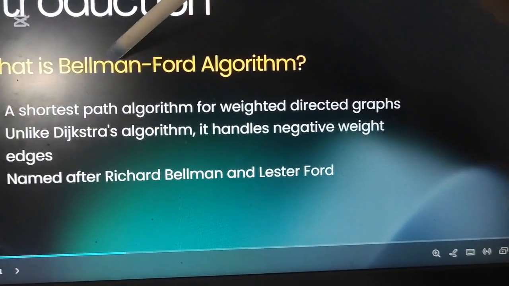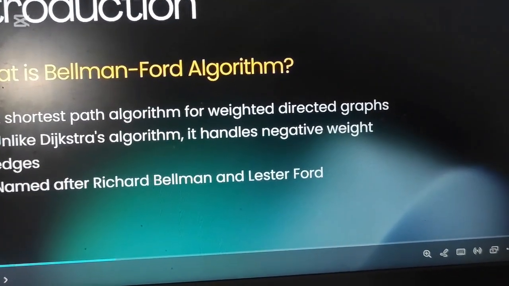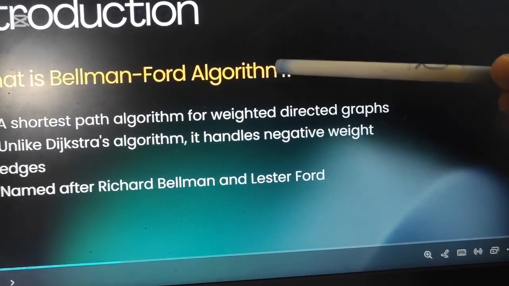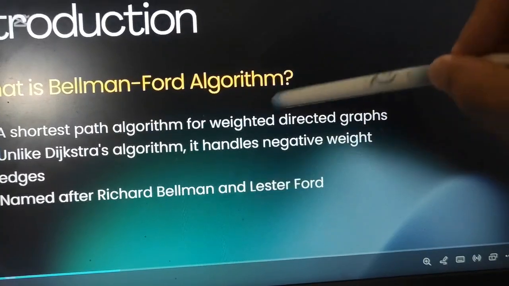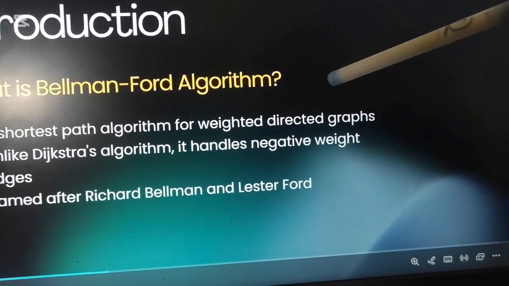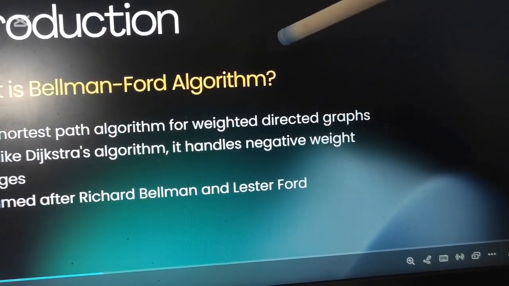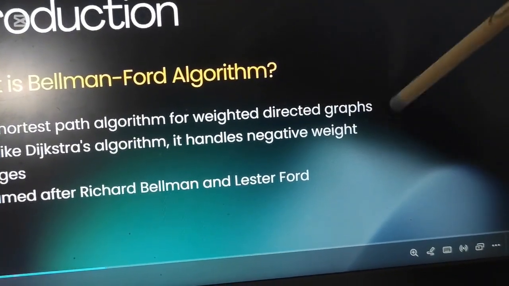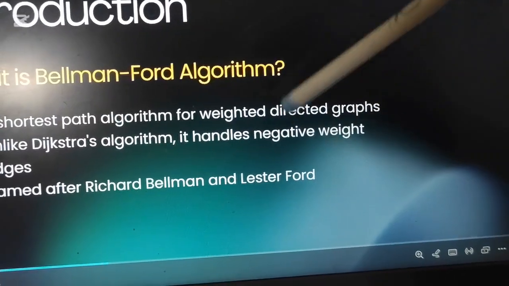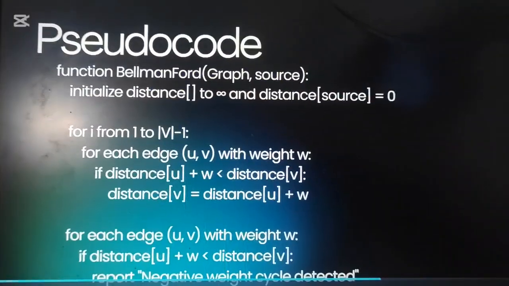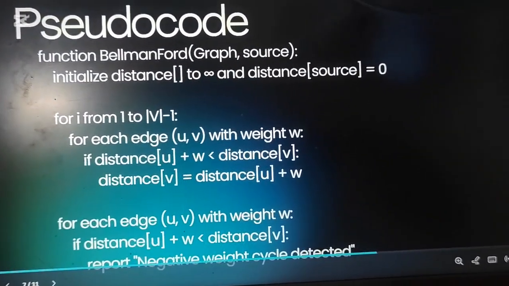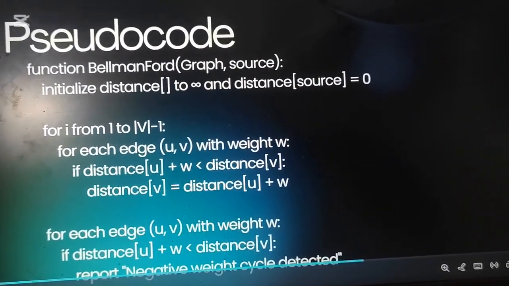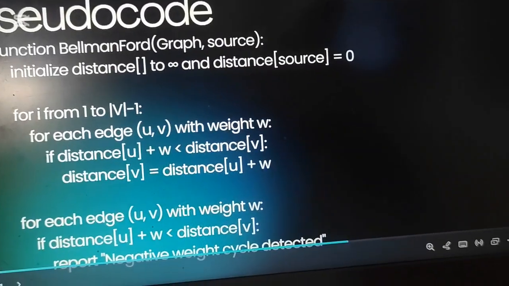What is the Bellman-Ford algorithm? The Bellman-Ford algorithm is a shortest path algorithm that handles negative edges, unlike the Dijkstra algorithm. It's named after Richard Bellman and Lester Ford. Here we have the pseudocode. We define a function called Bellman-Ford that takes a graph and source node as input, initializing the distance.